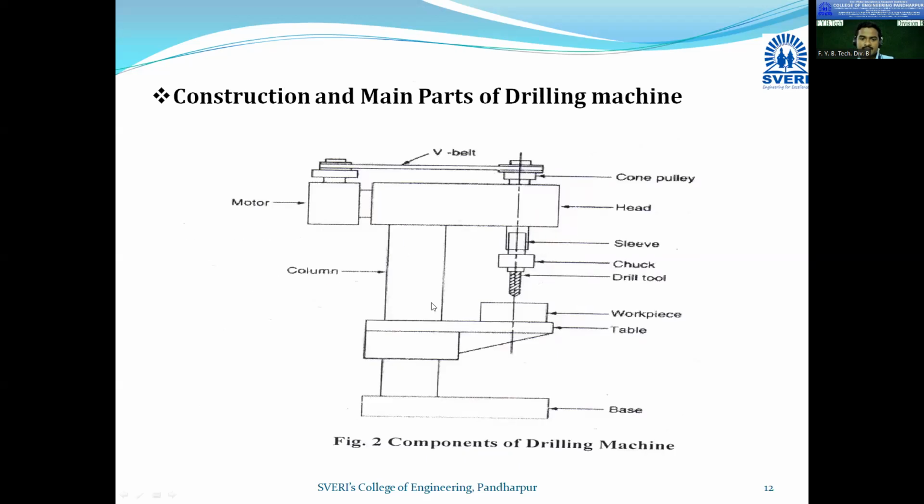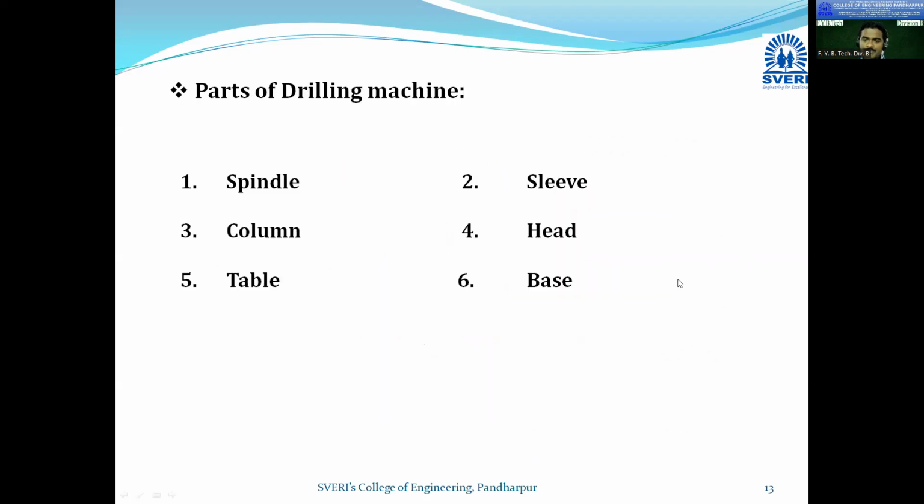On the table, the workpiece can be mounted, and it is attached to the column. This table can be moved up and down depending on the workpiece size. You can say it moves up and down. That is possible as it is mounted on the column. The next part is the base.